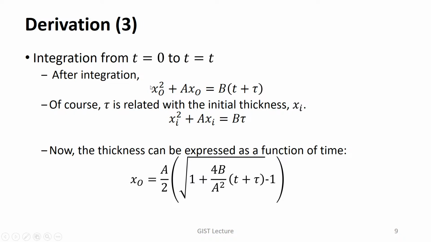Since this is a well-known form, we can find an analytic expression for oxide thickness as a function of time. So simply speaking, if we know the A and B parameters, and if we know the initial thickness of our oxide layer, then we can draw the oxide thickness as a function of time.